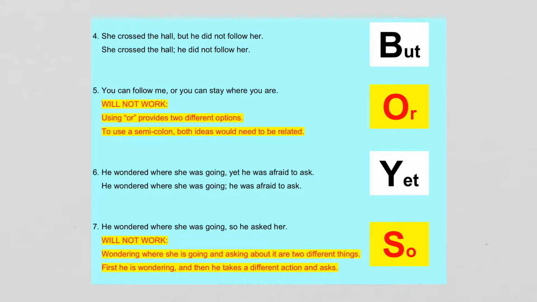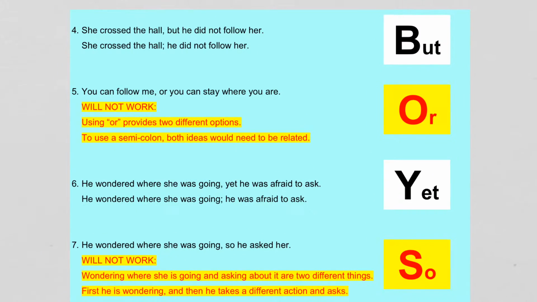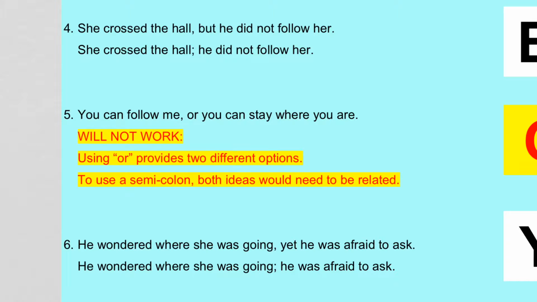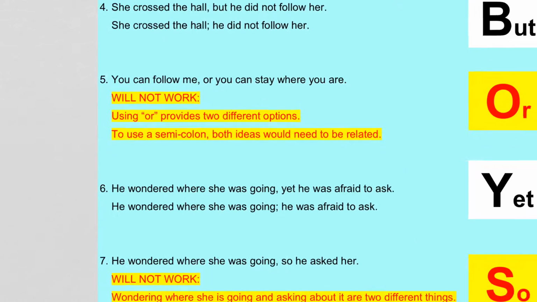All right. Number 4. We're looking at this coordinating conjunction but. I know I shared a whole bunch of examples already using but, here's one more. She crossed the hall, but he did not follow her. We could change that to she crossed the hall, he did not follow her. So we go from she crossed the hall, comma, but he did not follow her, to she crossed the hall, semicolon, he did not follow her.